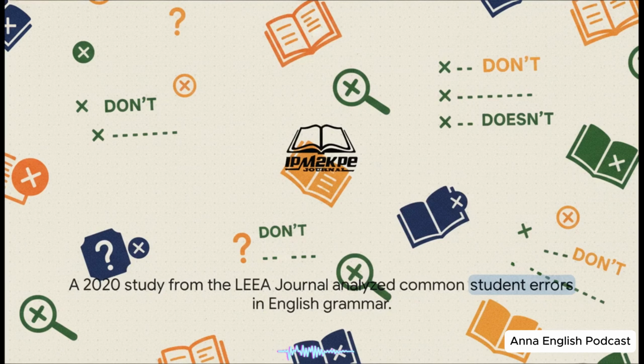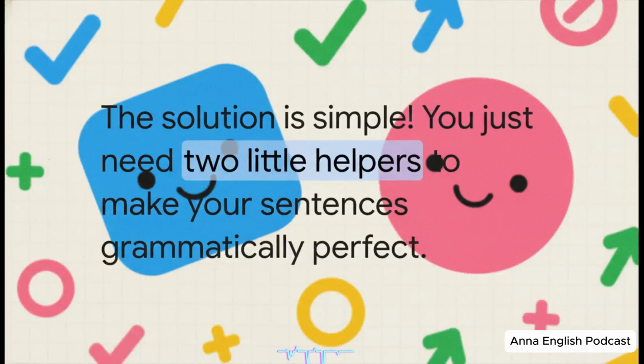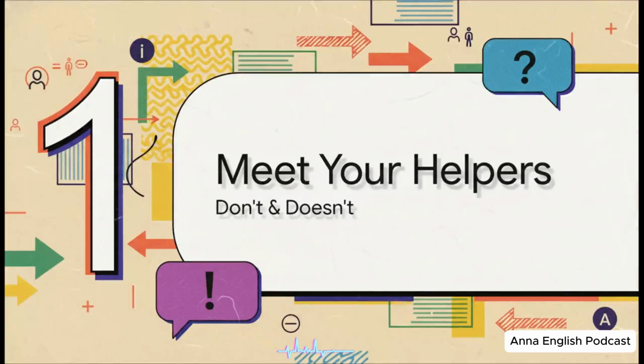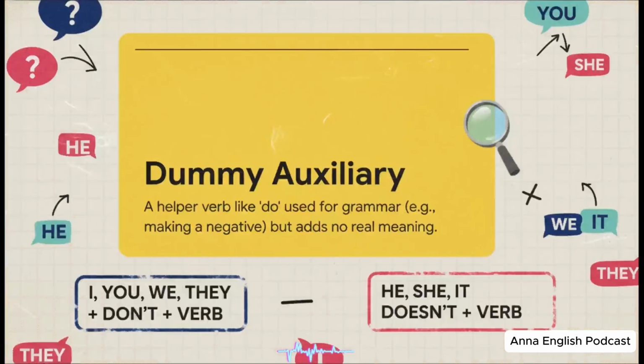But here's the good news. The fix for this is actually super easy. The solution? It's way simpler than you think. All you need are two little helper words that do all the hard work for you. All right, first up, let's meet your helpers. Don't and doesn't. Okay, so first things first. Don't is just the short, easy way to say do not, and doesn't is short for does not.